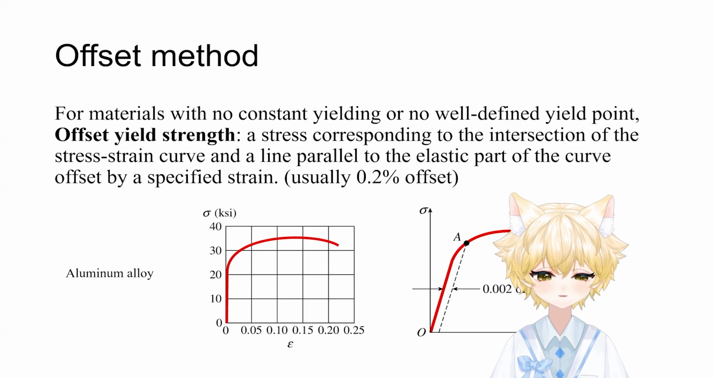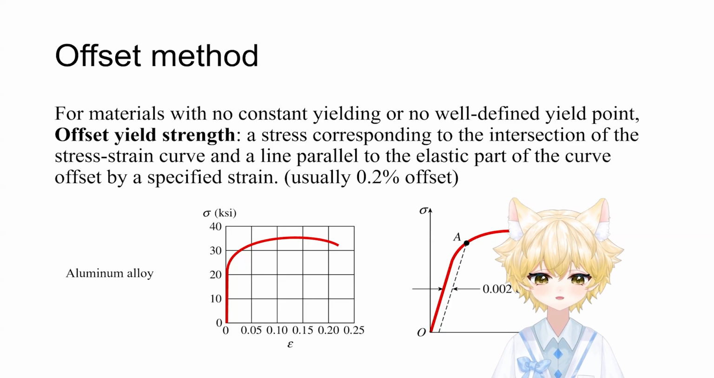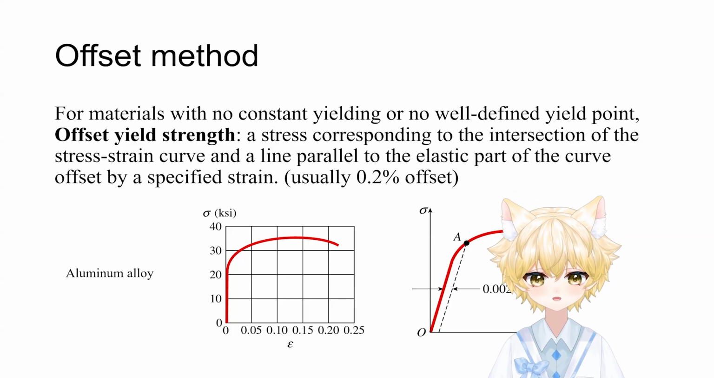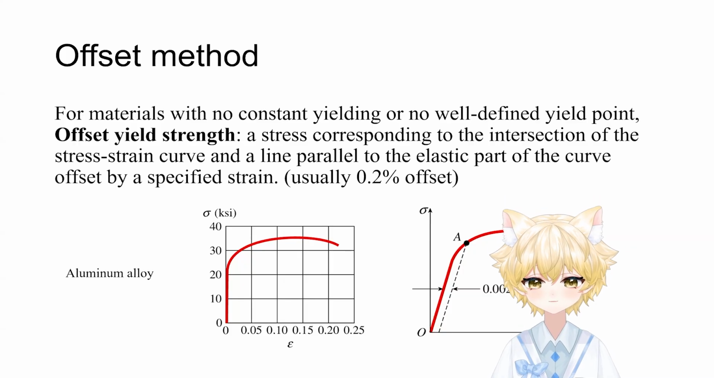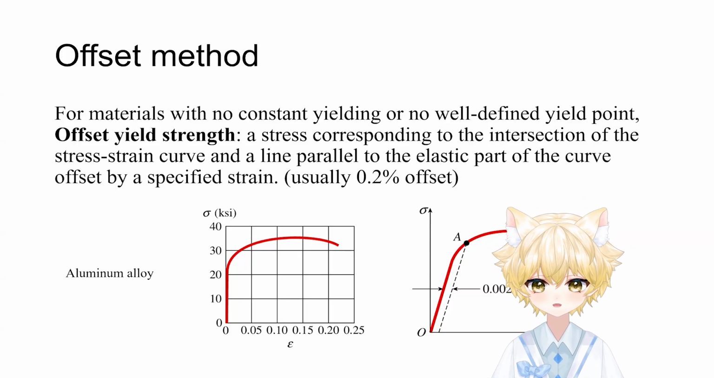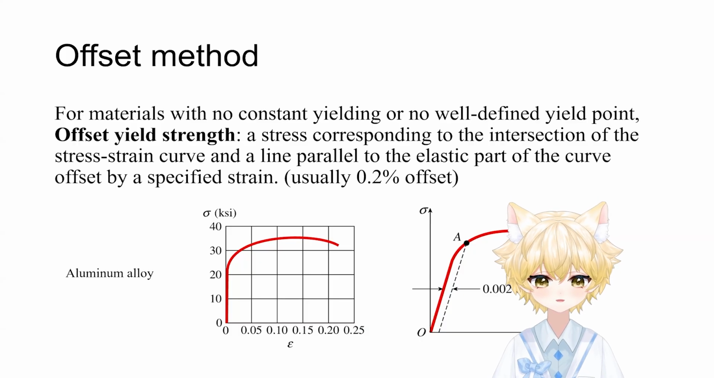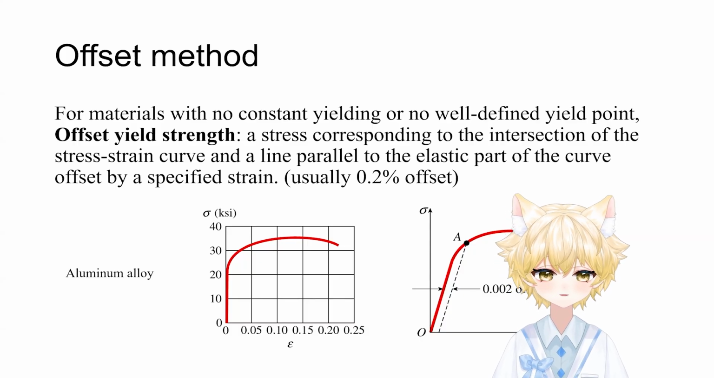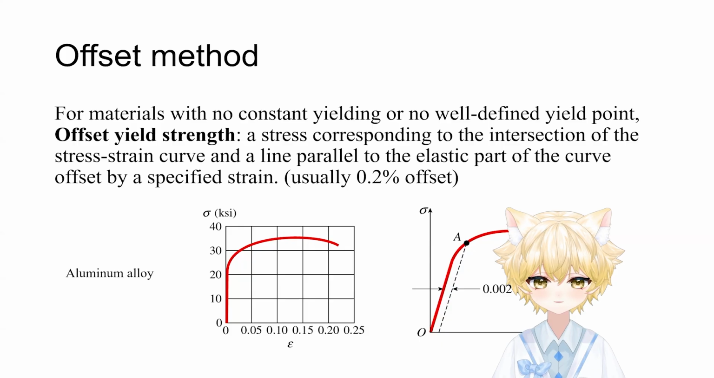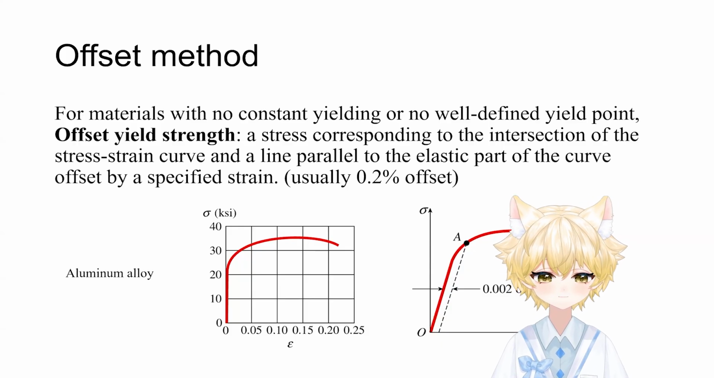Visual inspection isn't enough, but as engineers, we need a specific number. We can't design a safe aircraft wing based on our guess, right? We need a defined yield strength to ensure safety. So how do we define it? We use the method of offset, or sometimes people call it the offset method.